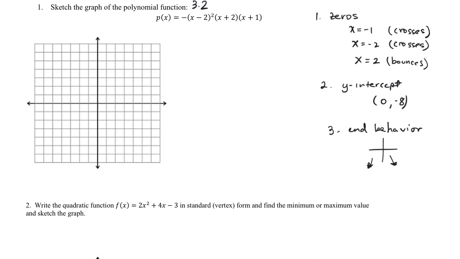We have -1, -2, and +2. And then -8, the y-intercept. End behavior: left side's going down to -infinity, right side's going down to -infinity. So now, starting on the left side here, we cross at -2. We also cross at -1, crosses through.